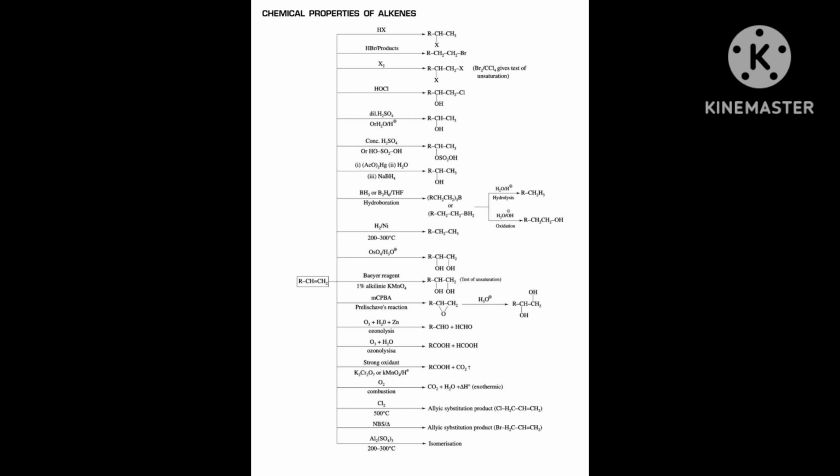Vicinal dihalides on treatment with zinc metal lose a molecule of ZnX2. Here X means halide ion, maybe chloride, maybe bromide, maybe iodide. In the presence of Zn metal, it will lose the halide ions in the form of ZnX2.